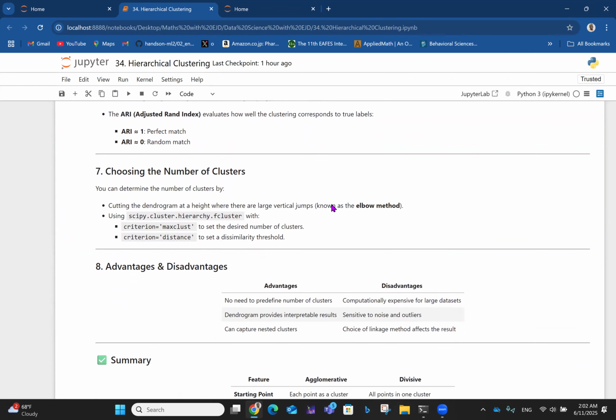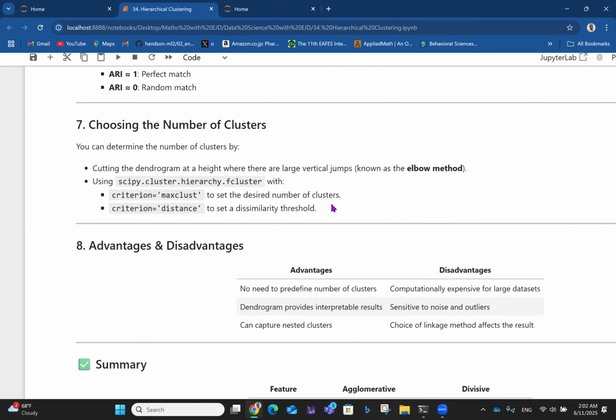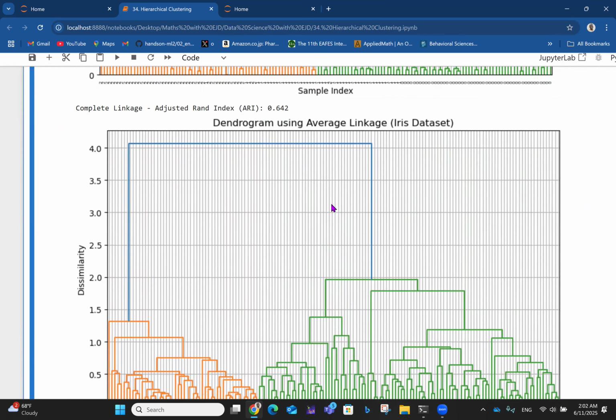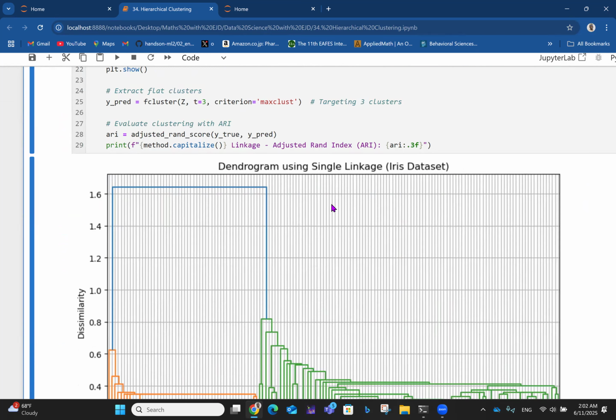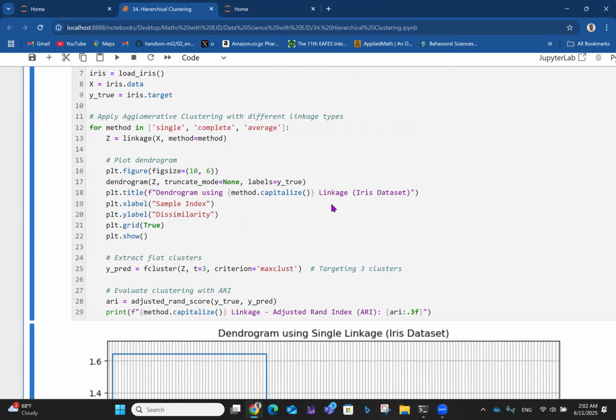So, choosing the number of clusters: you can determine the number of clusters by cutting the dendrogram at a height where there are large vertical jumps, known as the elbow method. Using SciPy's cluster hierarchy fcluster with criterion maxclust sets the desired number of clusters, and criterion equal to distance sets a dissimilarity threshold. Just like I said before, we chose 3 here, and that's what led to all the results we got.